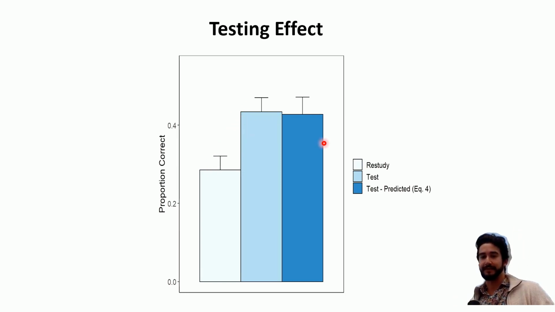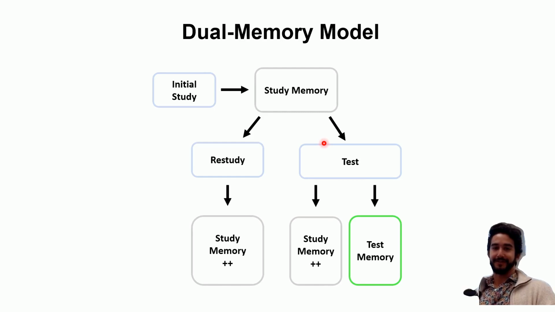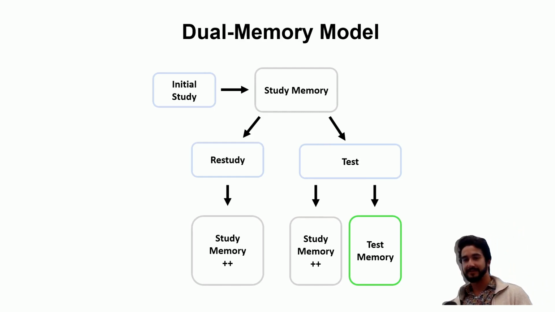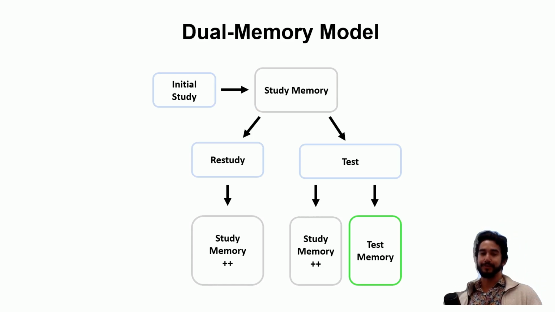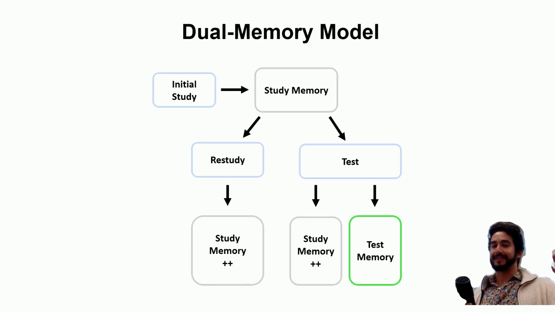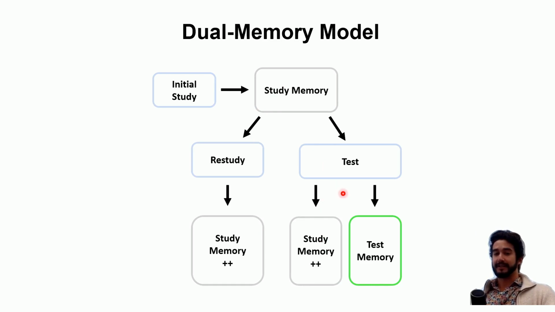And this third bar is a prediction from a model that Tim created called the dual memory model. This is the only computational model that exists to explain the testing effect, and is based on some simple assumptions. When you first study some information, you create a study memory. Then when you go to restudy that information, you strengthen that study memory. But when you test yourself, not only do you strengthen that study memory, you create an independent and identical test memory. Just because you have two routes of retrieval, it makes you more likely to retrieve that bit of information, which produces the testing effect.